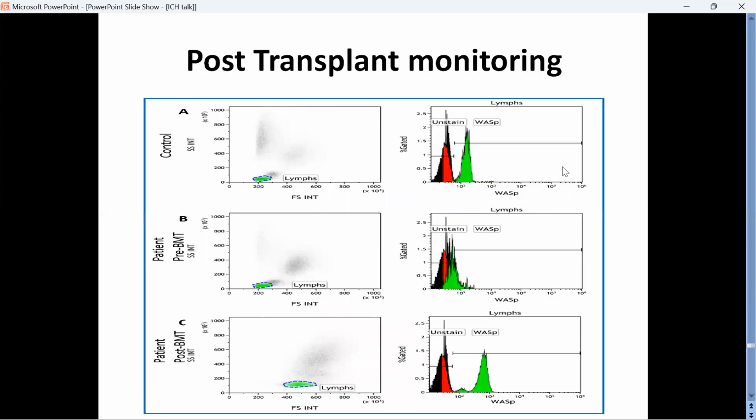Flow is very useful. The other very important indication of flow cytometry is post-transplant monitoring. We have a case of Wiskott-Aldrich syndrome where, pre-BMT, when the patient presented, there was no expression of WASP protein, and after BMT you can find there is expression of WASP protein. So flow cytometry helps in post-transplant monitoring, to see whether the transplant has worked and whether the current cell population is normal or not.